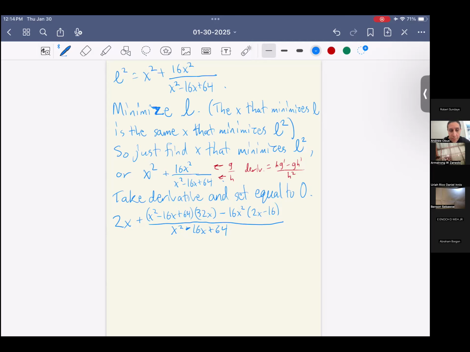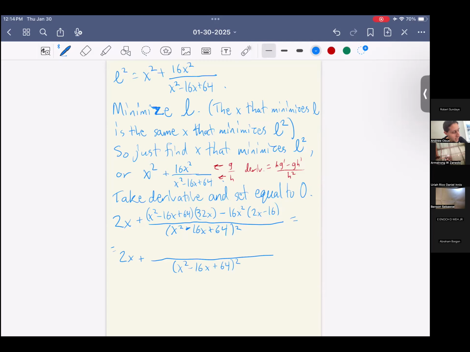Okay. I think you should square the denominator, Dado. Oh, square the denominator. Yes, thank you. Squared. Okay. All right, so this is not the nicest expression, but it will simplify. So let's simplify this a little bit. This is 2x plus, we'll keep the numerator as it is for now.